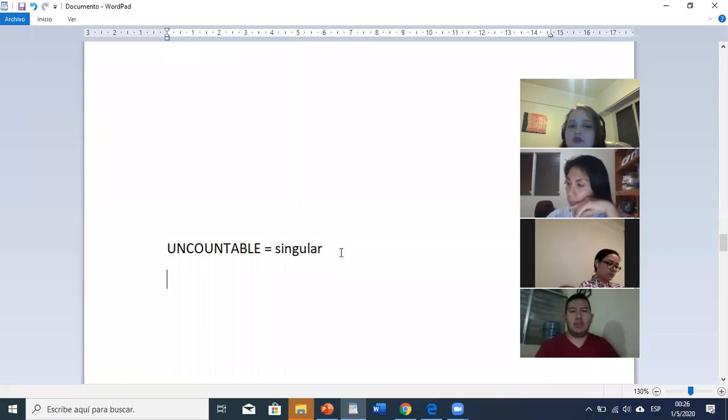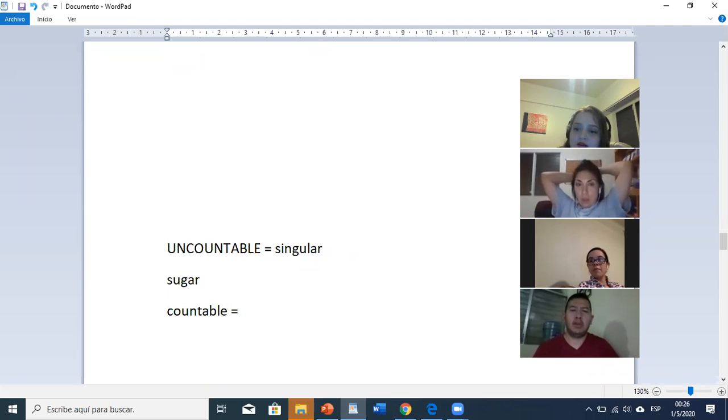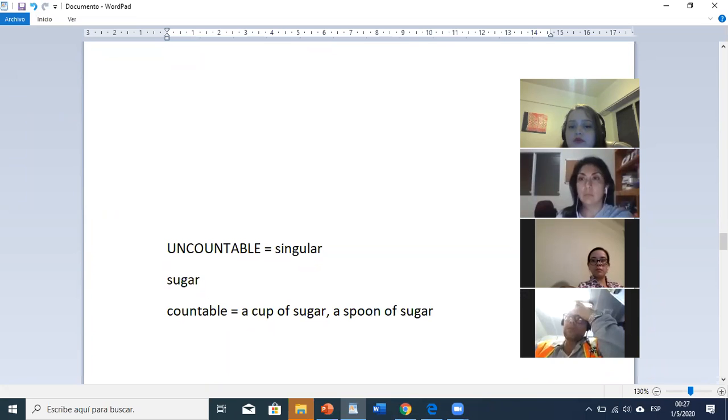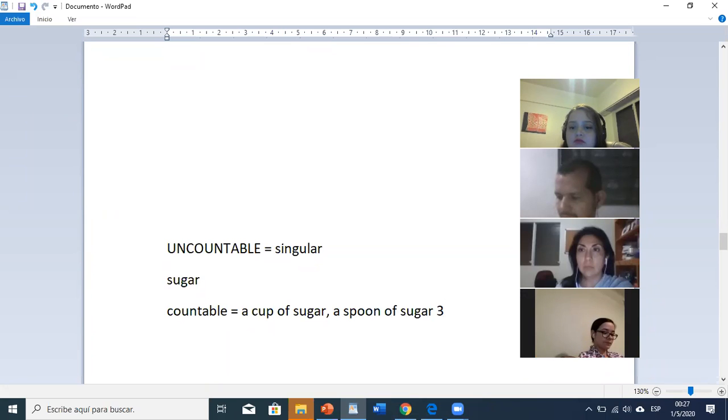Now, how do I turn an uncountable into a countable one? How do you do it? If I'm talking about sugar, how do I make sugar countable? A cup of soup. Yeah, you can say a cup of soup. What else? A spoon of sugar. And now, three teaspoons of sugar. Now you can count it.